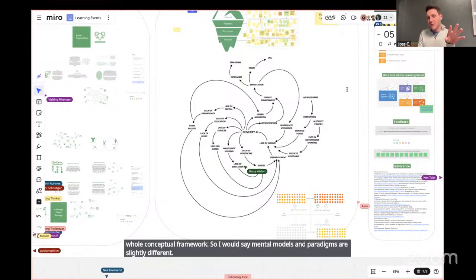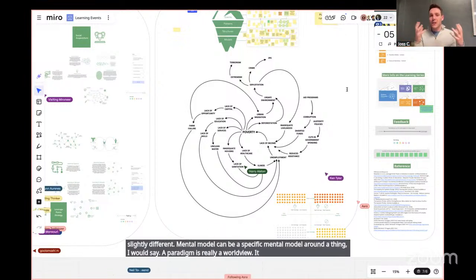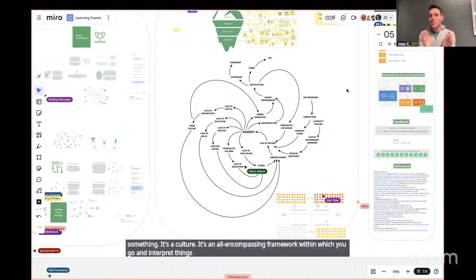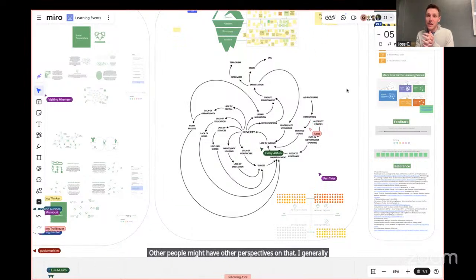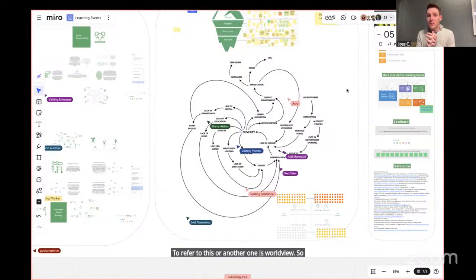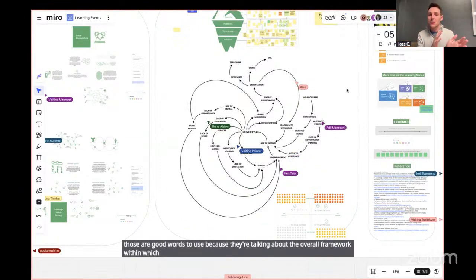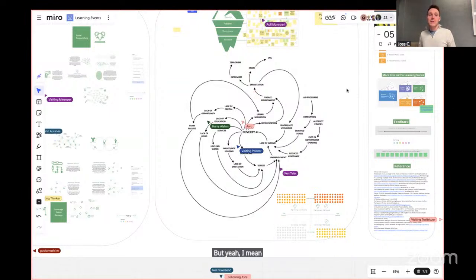A mental model can be a specific mental model around a thing, I would say. A paradigm is really a worldview. It's a way of looking at something. It's a culture. It's an all-encompassing framework within which you interpret things, and you may have specific mental models. So I would use them slightly differently. Other people might have other perspectives on that. I generally use the word paradigm to refer to this, or another one is worldview. A paradigm is a worldview, and those are good words to use because they talk about the overall framework within which you interpret things. Mental models may be a bit more narrowly defined, specific things within that worldview. I'd love to hear other people's perspectives on that, but we may stay going.